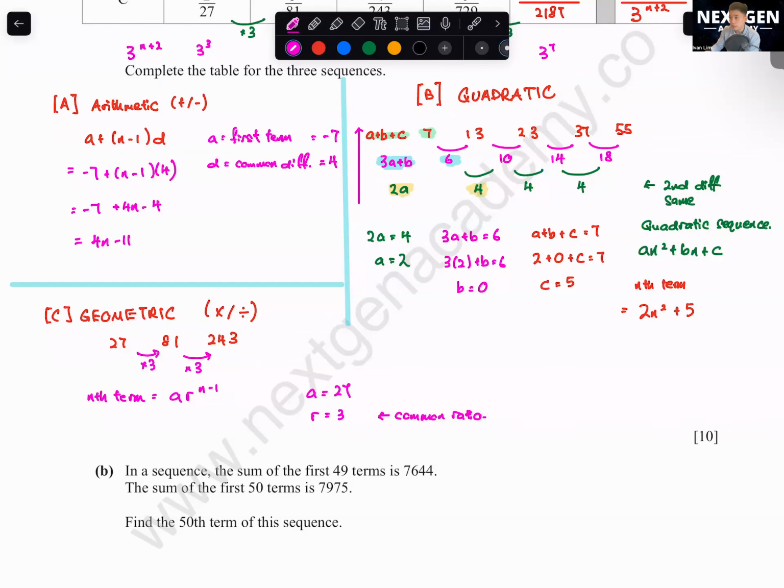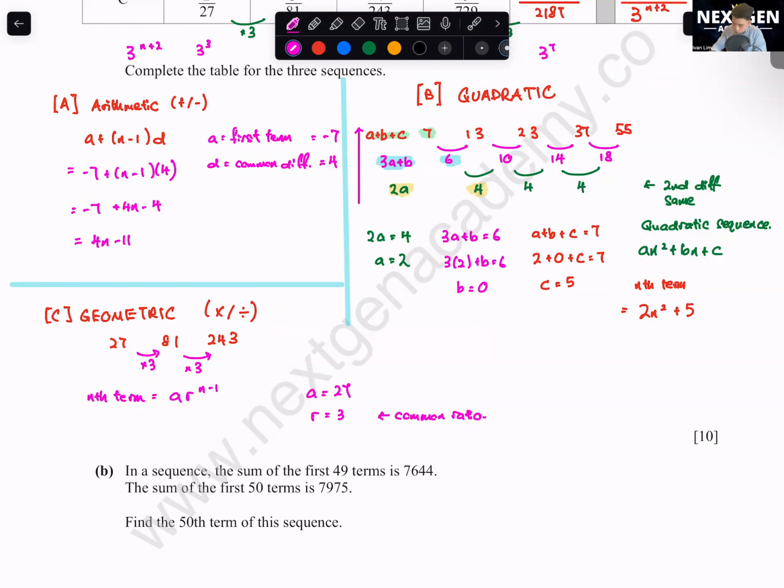Yes, numerator and denominator in this case are separate. It's not always the case. That's why you have to observe the pattern. You have to see whether it's overall or whether the numerator and denominator are different. Okay, what is common ratio? Ratio means you multiply by a certain value.